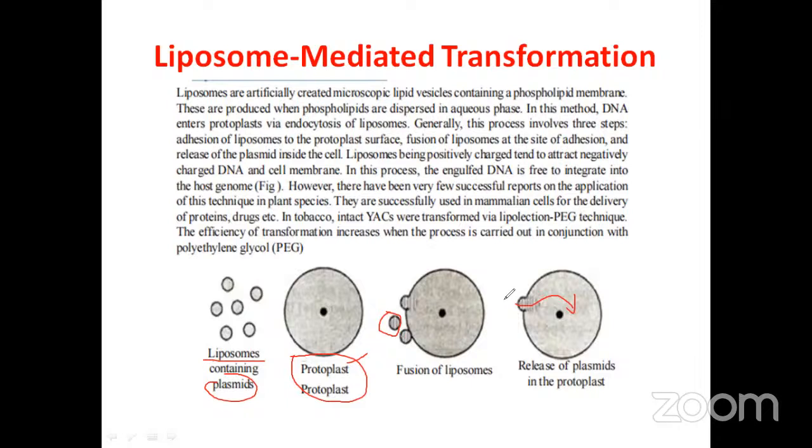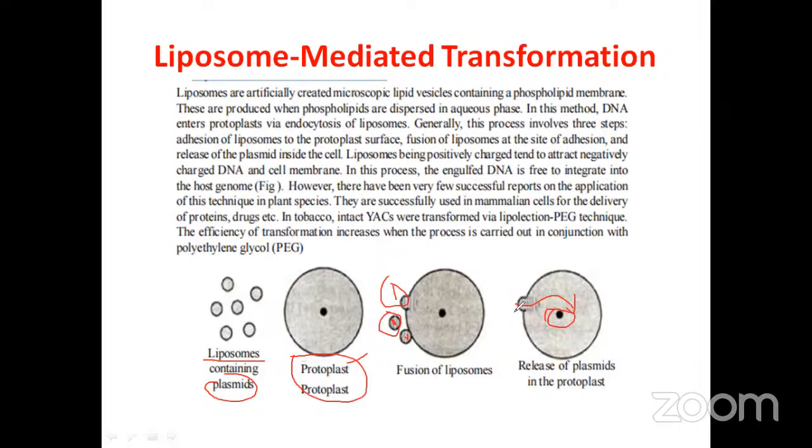Generally, this process involves three steps. The first one, addition of liposome to the protoplast surface. Addition means nothing but attachment of liposome to the protoplast surface. After addition, fusion of liposome at the site of addition and release of the plasmid inside the cell. This is the cell, black spots are plasmid. The release of plasmid inside the cell.